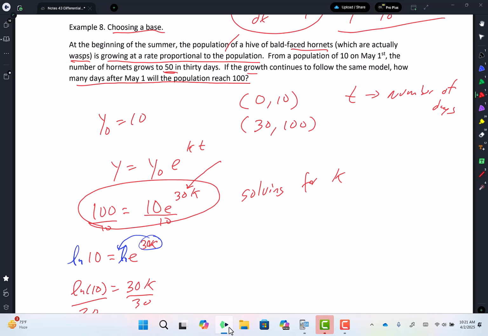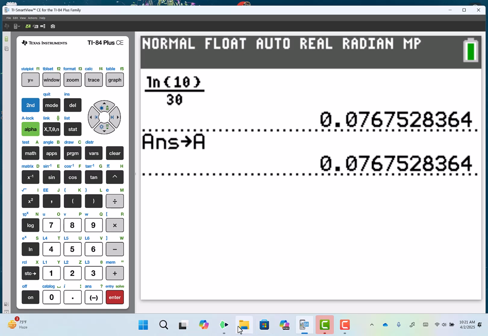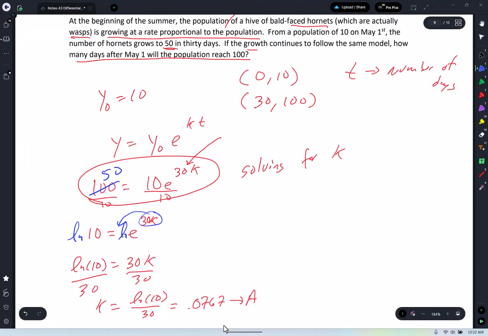From a population of 10 on May 1st, the number of hornets grows to 50 in 30 days. What should the output have been? Not a 100. It should have been a what? 50. Just scratch it out and put 50. How much damage did we do here? What's 50 divided by 10? 5. So change this to ln of 5. So ln of 5. And then change the 30 to a what? After how many days?